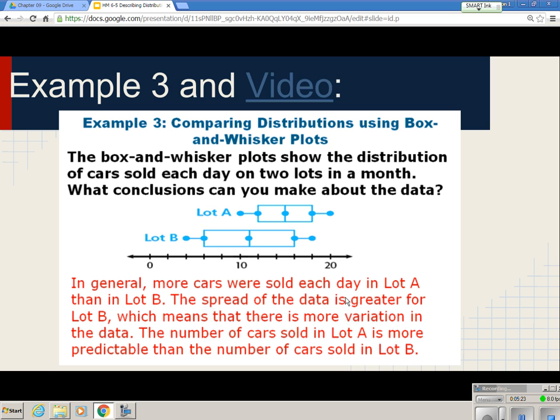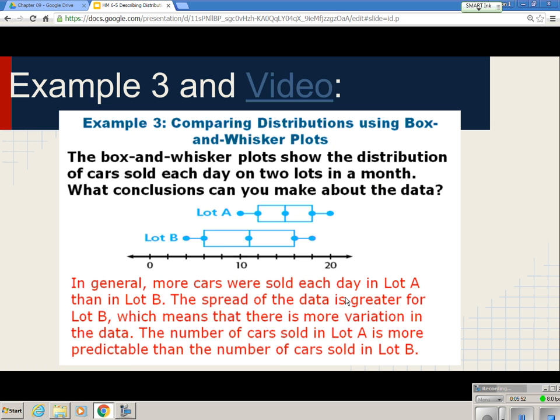All right. So for example 3 now, on our third example, last example of this lesson, we're going to compare the distributions using the box and whisker plots we see here. So we have two different box and whisker plots. It displays cars sold each day on 2 different lots in a month. So during 1 month, you can see with lot A and lot B what information you have. So all you got to be able to do is look at the data and explain what you see.